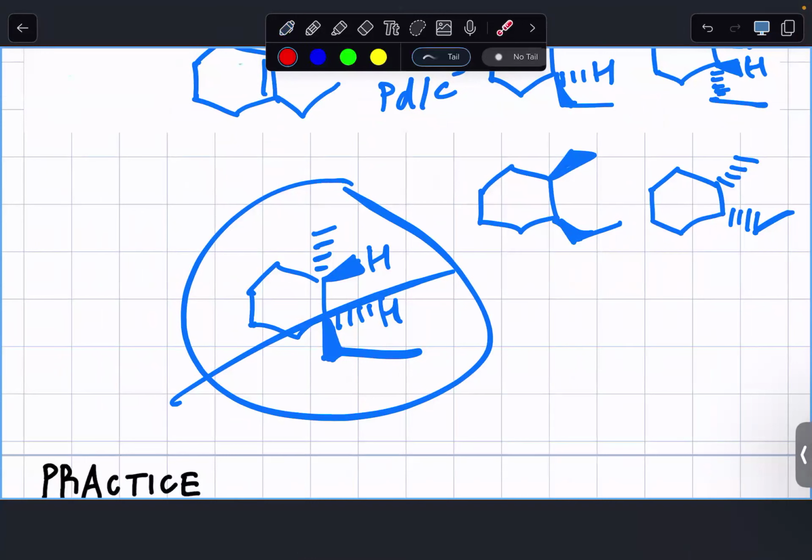Yeah, these two are enantiomers of each other. And this would be a racemic mix, 50-50.